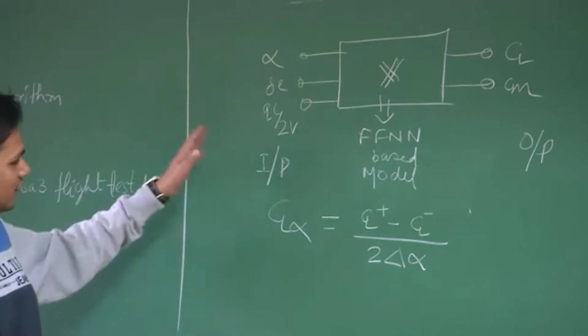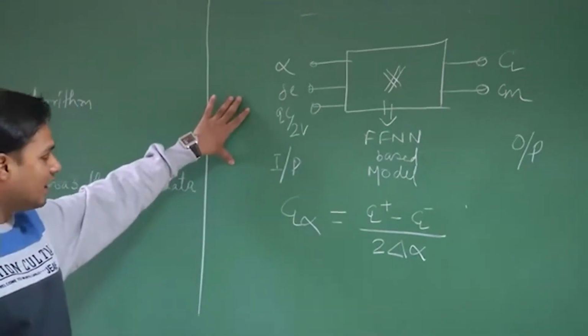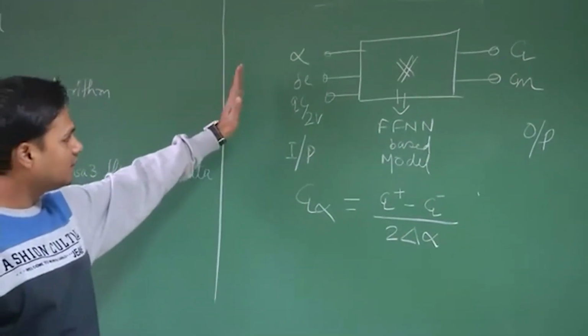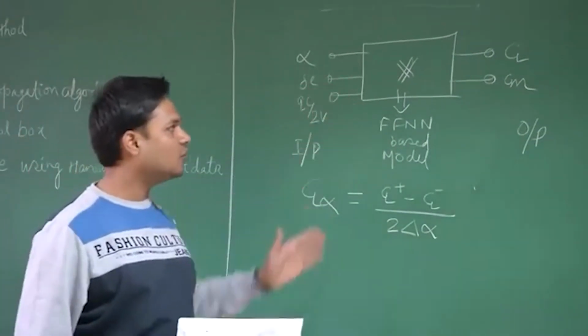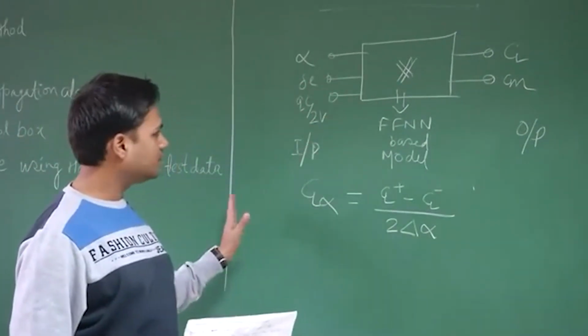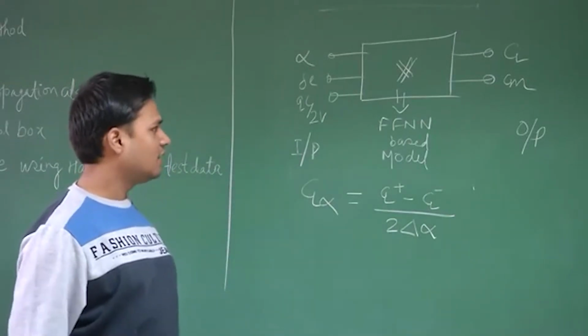Other variables also, like CL delta E and CM delta E. If you perturb delta E by delta E, then you will see the changes in force and moment coefficients. You can write it like this, and you will get that.